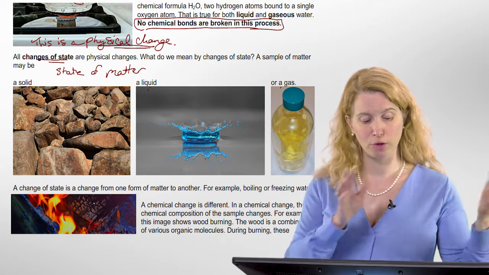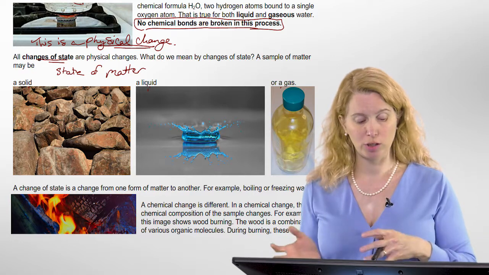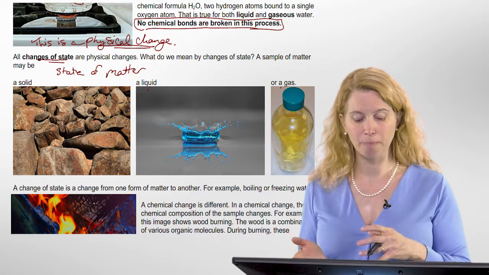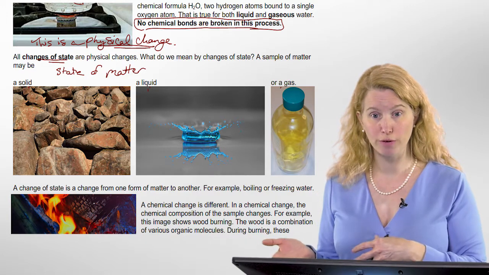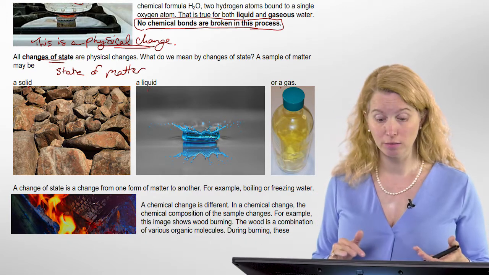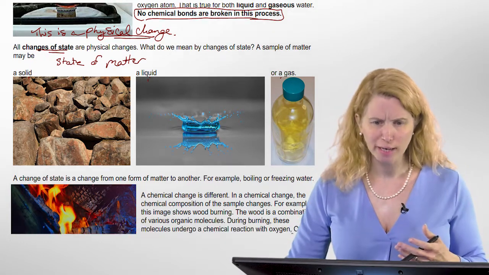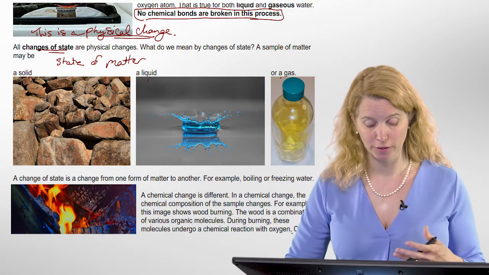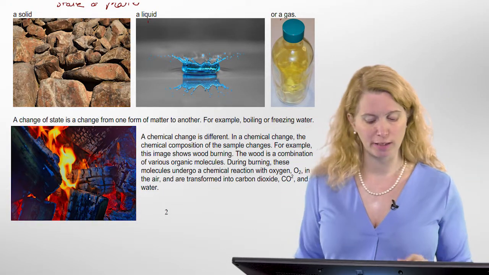I've given you examples of going from lower energy states to higher energy states, solid to liquid, liquid to gas. But you can also go the other way. If you condense water from the atmosphere to make ice, that's also a state change. It's not a chemical change because no bonds are broken, no chemical transformations happen. A chemical change, on the other hand, is different.